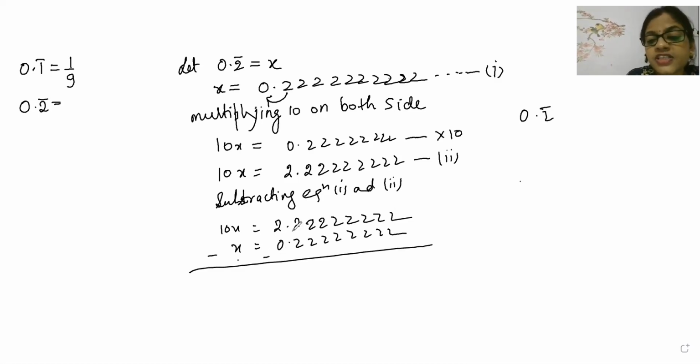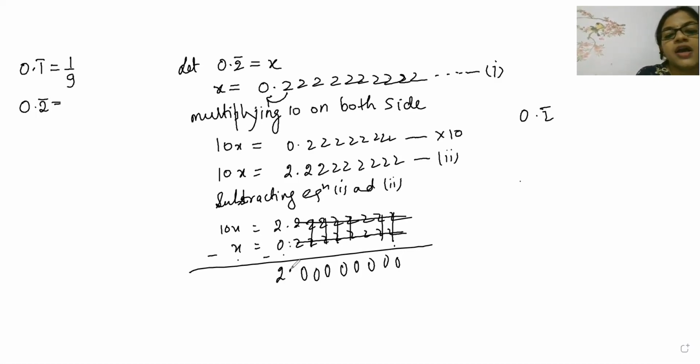Now beta, after the decimal all the digits are similar, so subtracting, it will be 2 minus 2, 0, repeating. Then before the decimal, 2 minus 0 is 2. And here it is coming 9x. So 9x is equal to 2, so x is equal to 2 by 9.